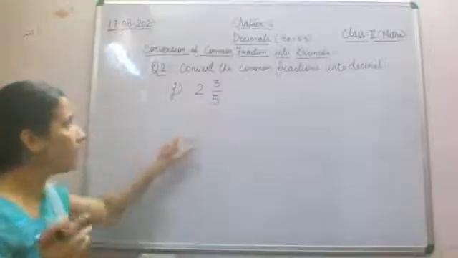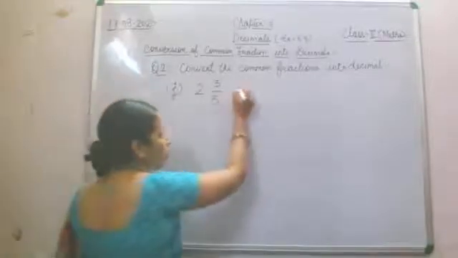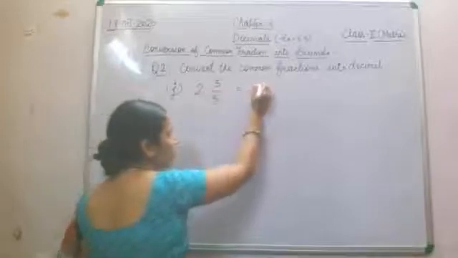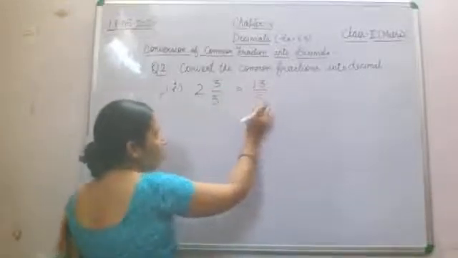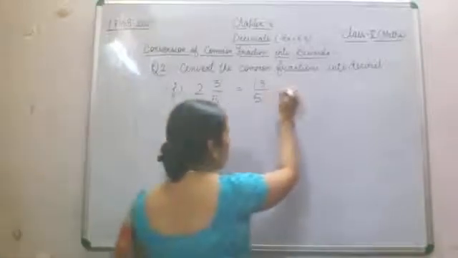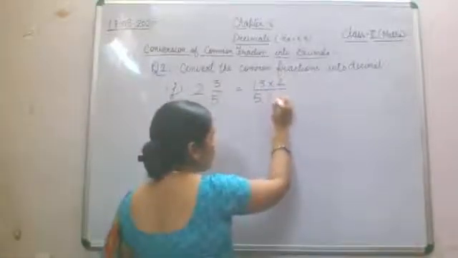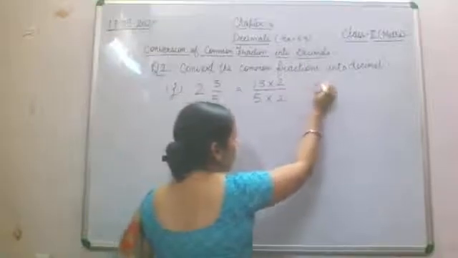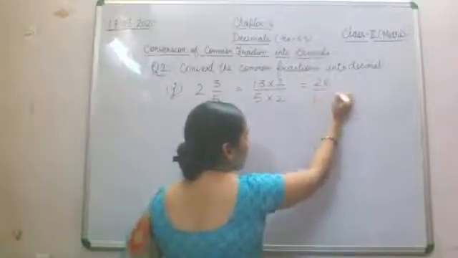Or another way, you write it as an improper fraction. 5 2s are 10 and then 13 by 5. Now how can you convert it into 10? By multiplying it by 2. So do it. Now 13 2s are 26 and 5 2s are 10. What will it become?